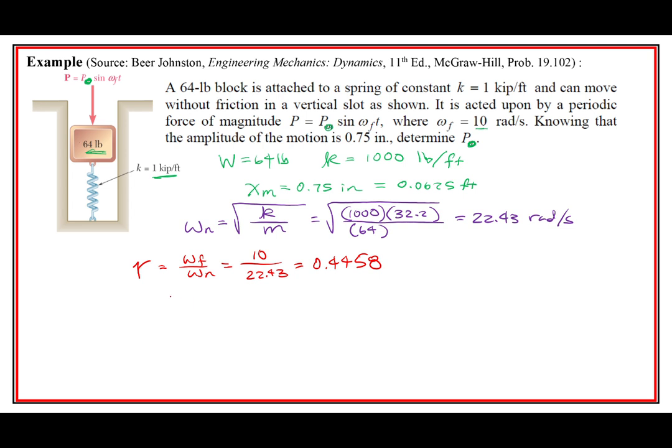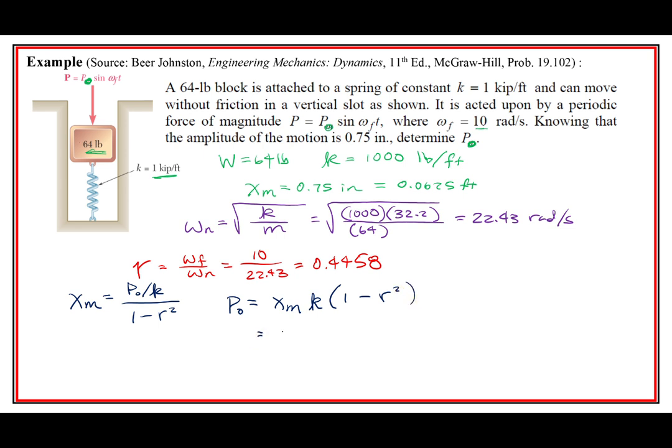Where I lost my train of thought. Oh yeah, we were going to use this equation that we have. Let's change colors because I think colors make things better. Let's go dark. We have an equation that looks like this: PO over K, and 1 minus R squared is part of it. So we can find that PO is going to be XM times K times 1 minus R squared.